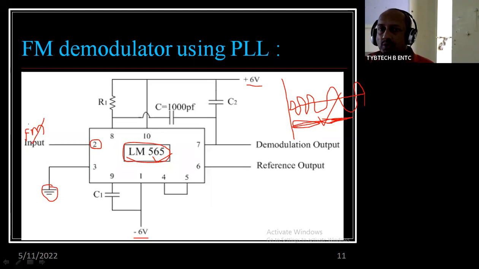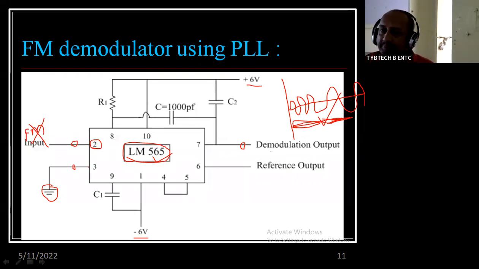So when there is no input, this one is also 0, this one is also 0, and the final output, that is the demodulation, will also be 0. This is the basic concept, or the default situation at the start.